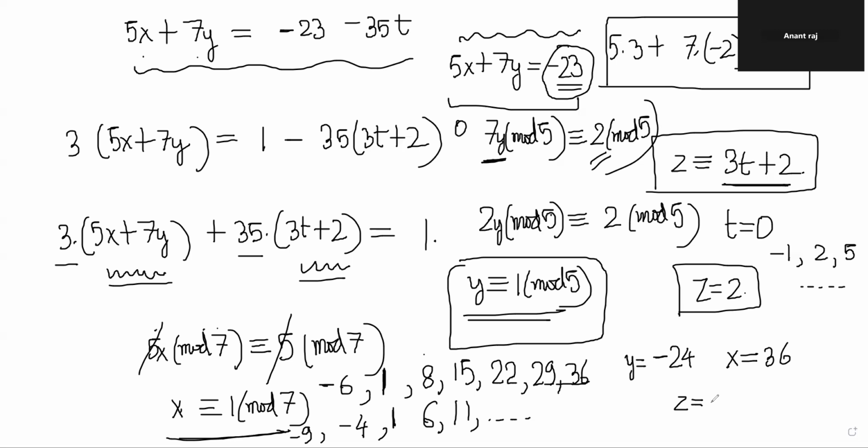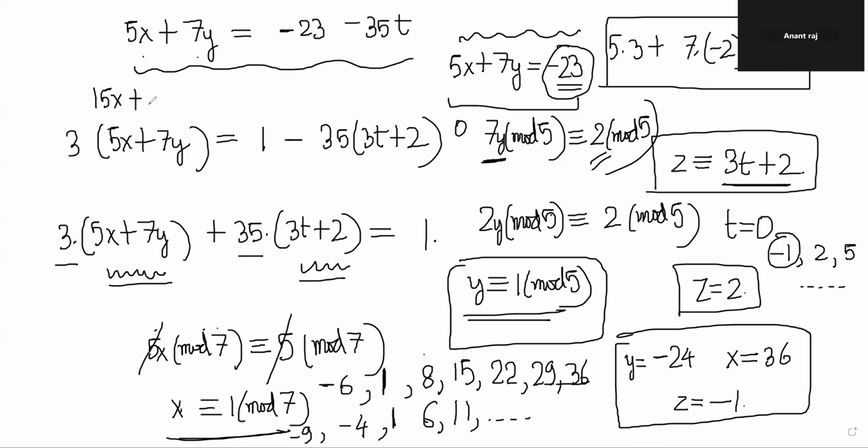Correct? So z is -1. Basically you fix z's one value and then start looking for which ones will satisfy, right? You can see in the original equation 15x plus 21y plus 35z is equal to 1. Z is -1, so -35. If we put z as -1, then x and y are 1. How? Z is -1 there.